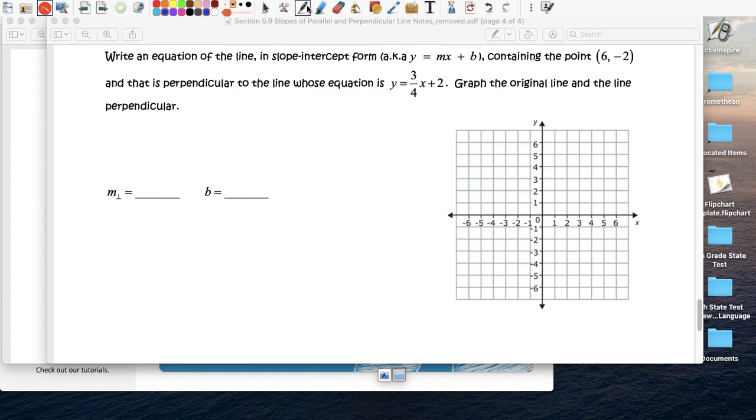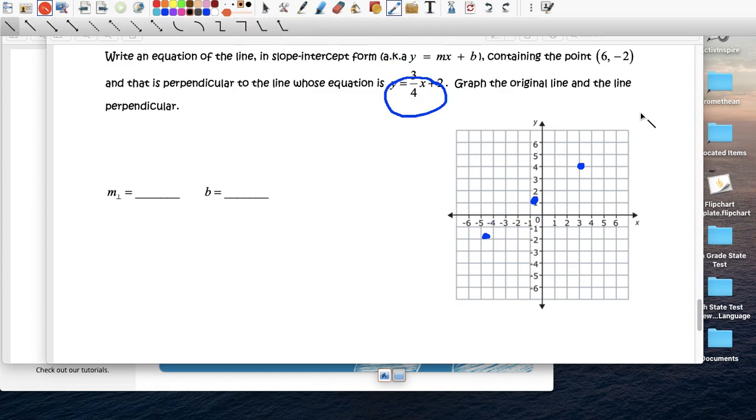Okay. So first thing we do is draw our original line. y equals 3/4 x plus 2. It's a positive slope. The y-intercept is here. Up and down, I want you to count 3. 1, 2, 3, and then 1, 2, 3, 4. Our change in x is 4. Change in y is 3. There. That's enough. Let me graph this line.